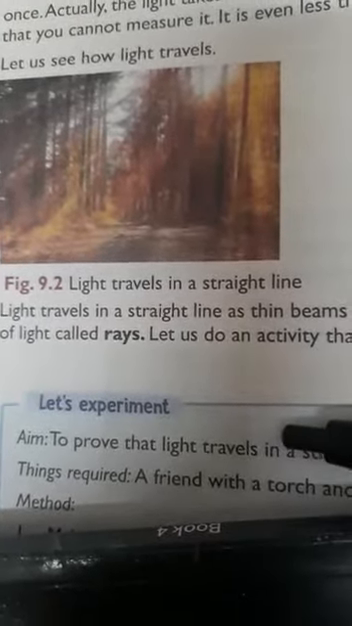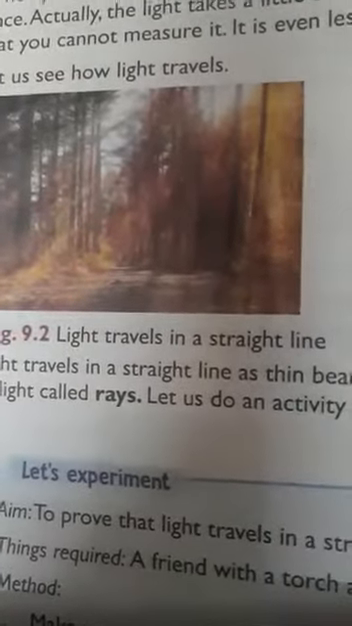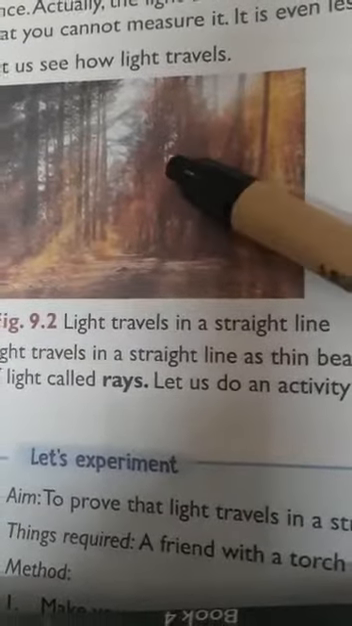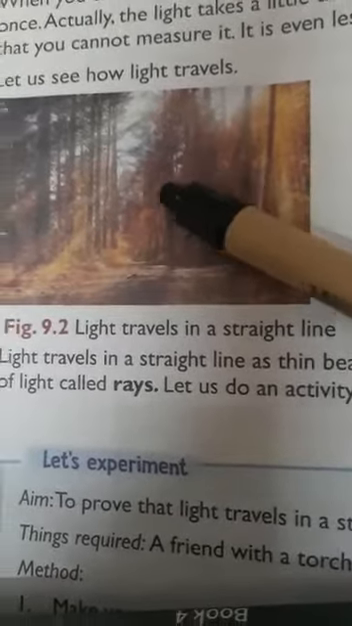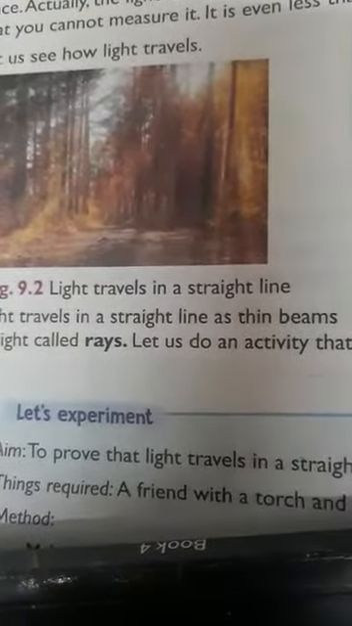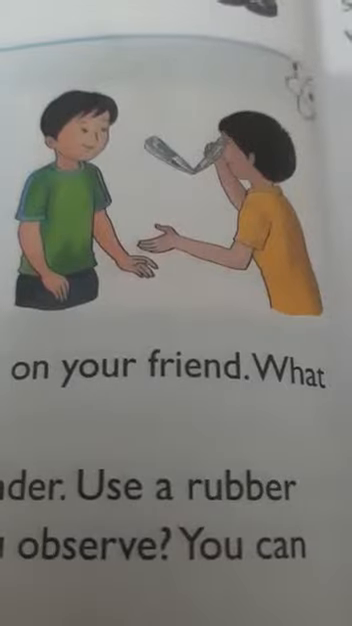Here in this picture you can see the beam of light, coming from the places where it finds the way. So light always travels in a straight path, and when it comes in the form of a beam, that is called a ray. R-A-Y-S, rays. Let us do an activity that proves this feature of light. To understand this beam of light, these rays, we need to perform an activity.